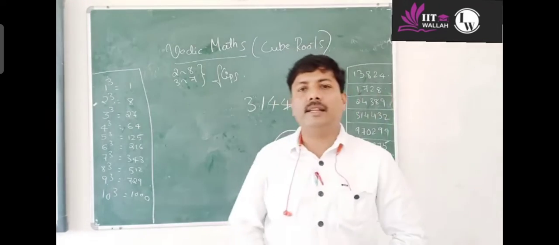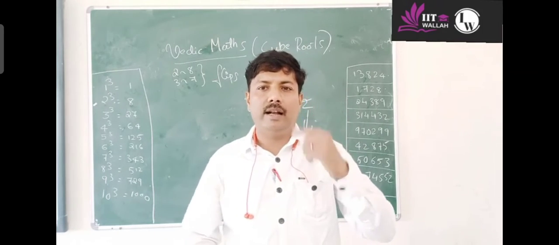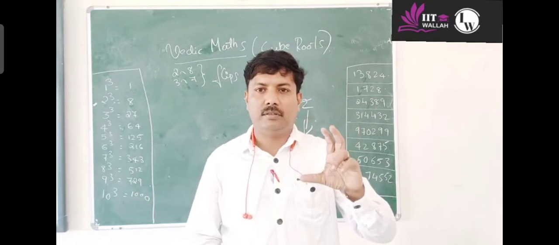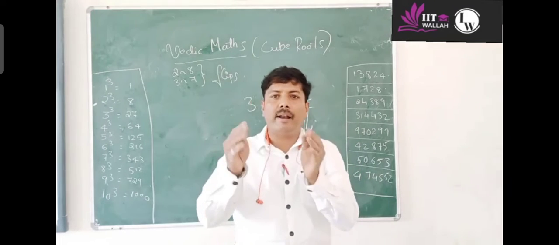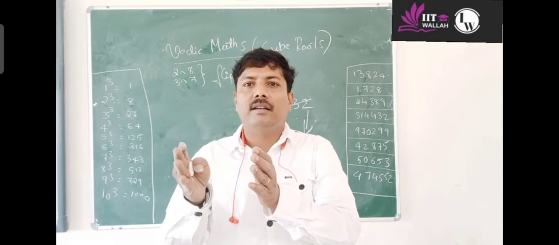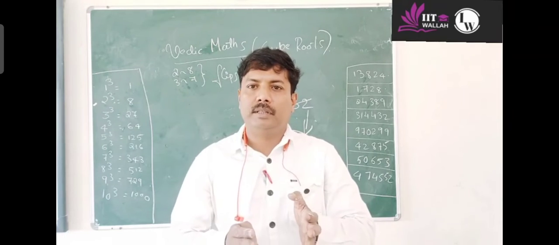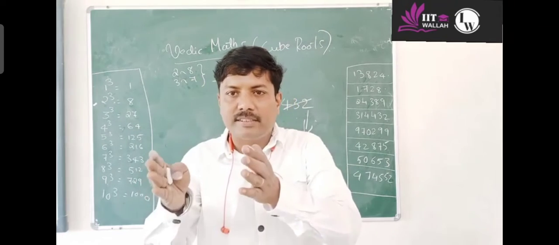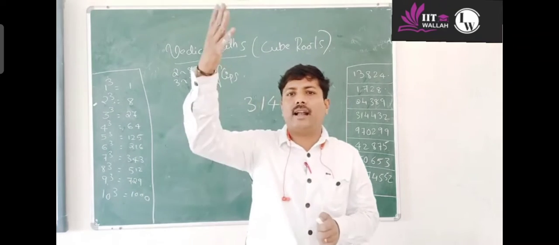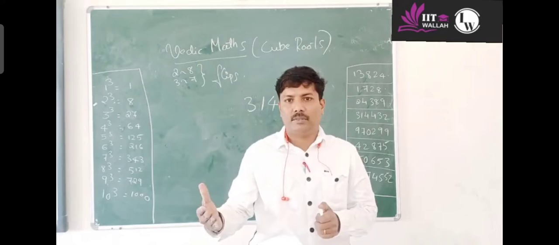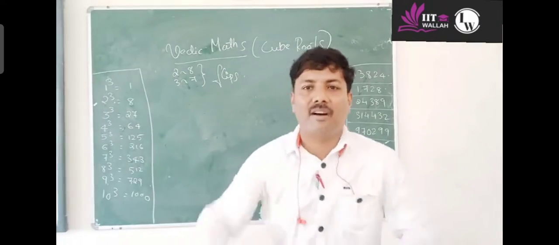Okay? For this you need to do one thing first. You need to learn 1 to 10 cubes very perfectly. And you need to understand that if any number ends with 8, then its cube root will end with 2 and vice versa. If any number ends with 7, its cube root will end with 3 and vice versa. All other numbers are the same. Okay? Now we can check one more number for your comfort.